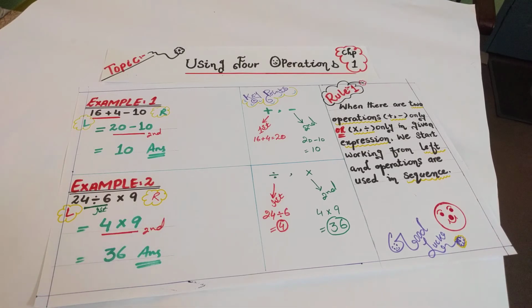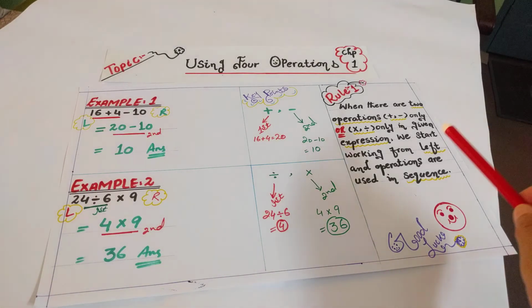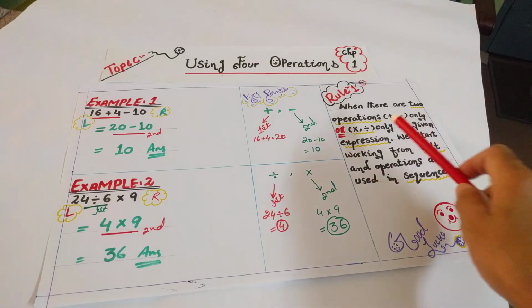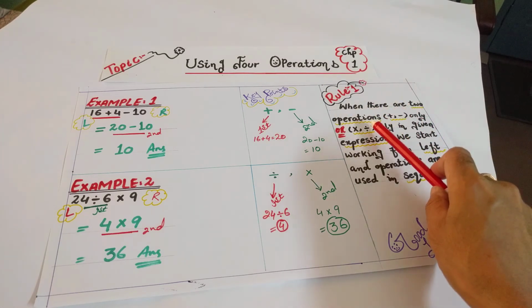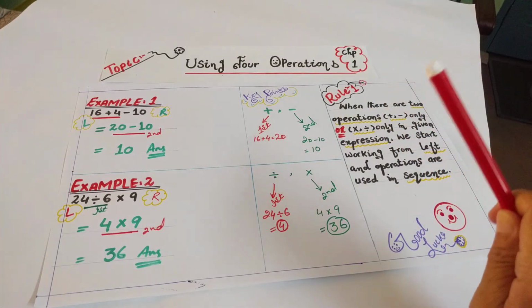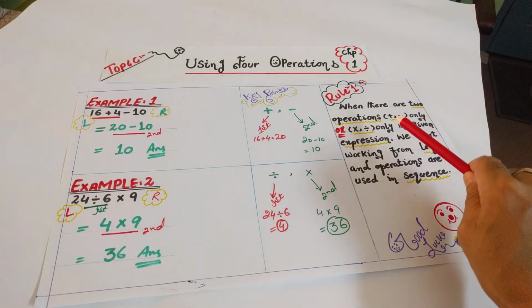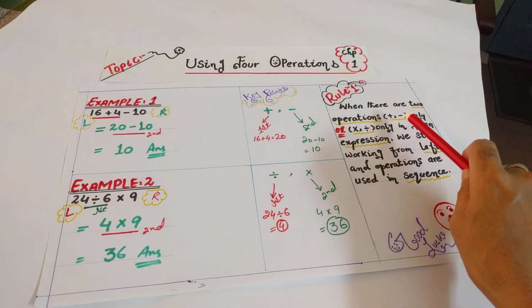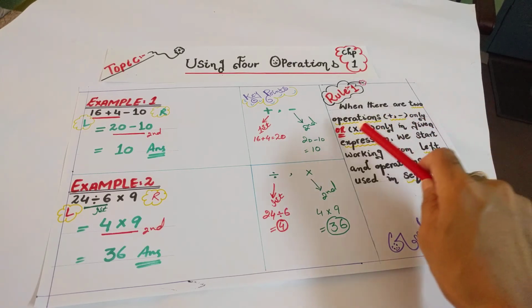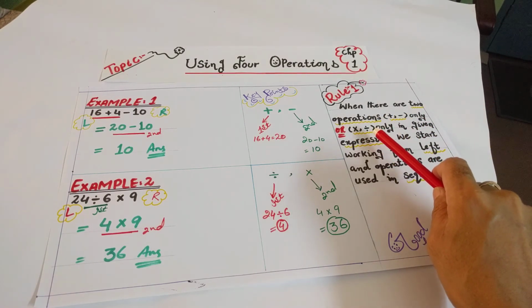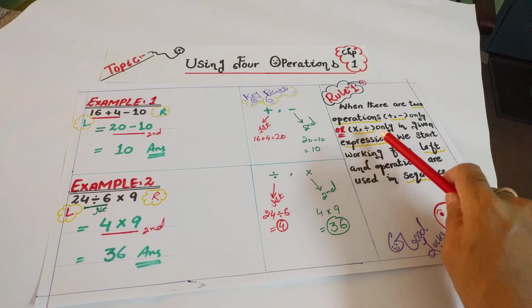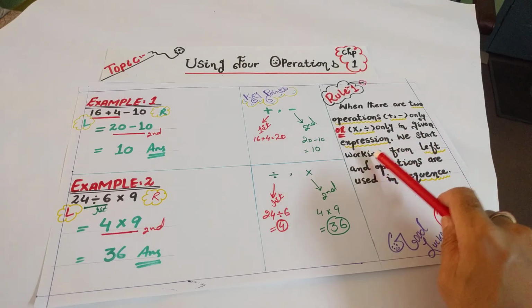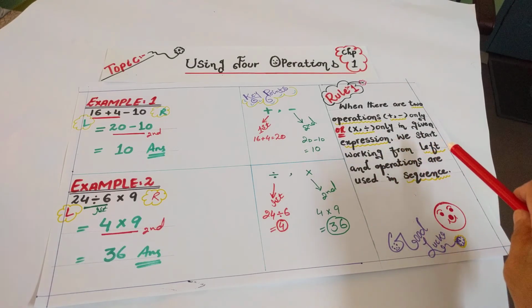For using 4 operations, there are 2 rules, and in this lecture we are using only one rule. What was the rule? Let's take a quick recap. When there are 2 operations, you will check your expression. You will check which operation is there. Is there plus and minus together, or multiply or divide? After checking the signs in the expression, you will start working from the left side.